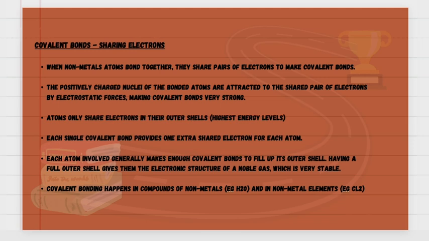Each single covalent bond provides one extra shared electron for each atom. Each atom involved generally makes enough covalent bonds to fill up its outer shell. Having a full outer shell gives them the electronic structure of a noble gas, which is very stable. Covalent bonding happens in compounds of non-metals, for example H2O, and in non-metal elements, for example Cl2.